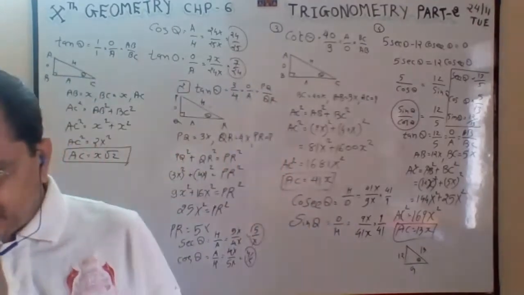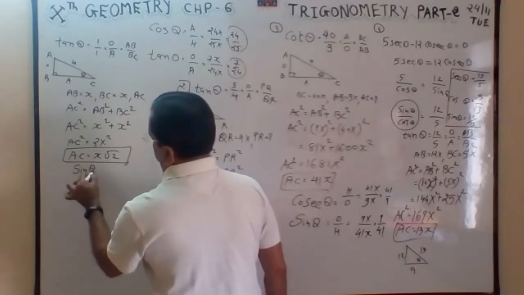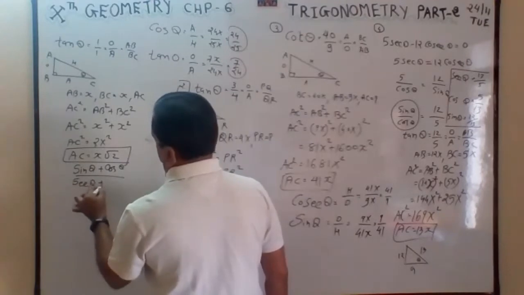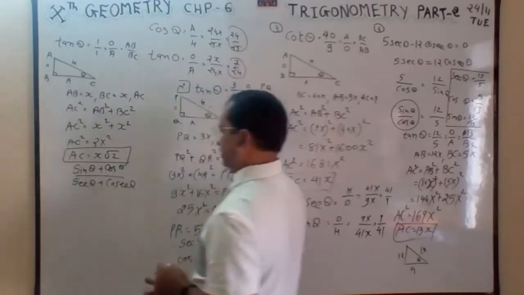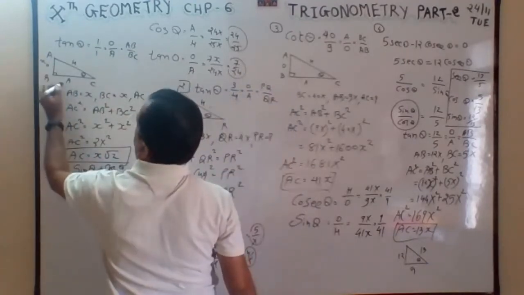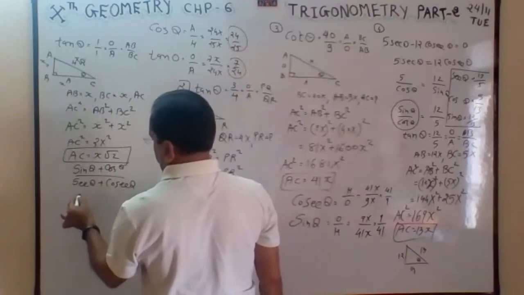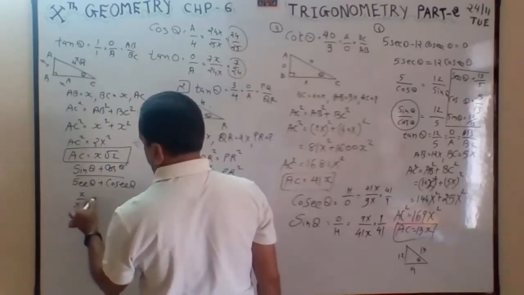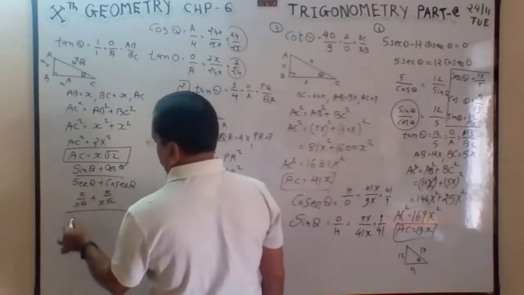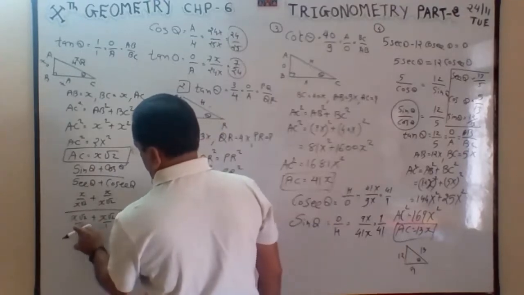Now what do we want? We want sin theta plus cos theta, and sec theta plus cosec theta. Sin theta, sin is opposite by hypotenuse. Now this is x, this is x root 2. So x by x root 2 plus again x by x root 2. Then sec theta is hypotenuse by adjacent: x root 2 by x, and x root 2 by x.